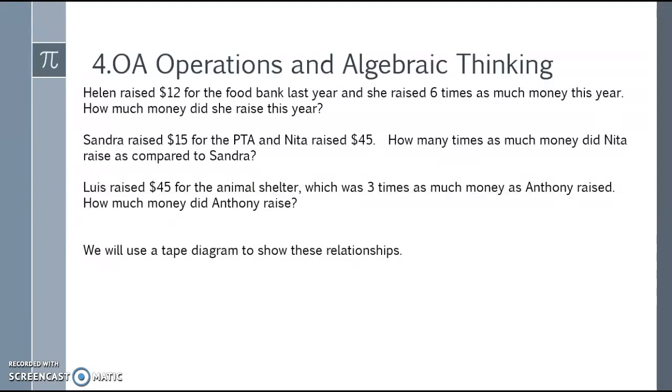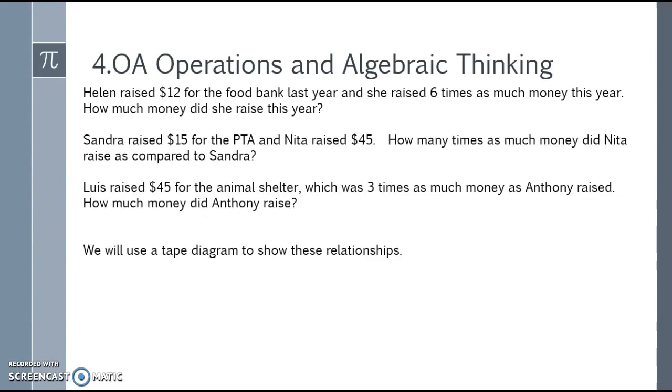Helen raised $12 for the food bank last year, and she raised 6 times as much money this year. How much money did she raise this year? Sandra raised $15 for the PTA, and Nita raised $45. How many times as much money did Nita raise as compared to Sandra? Louie raised $45 for the animal shelter, which was 3 times as much money as Anthony raised. How much money did Anthony raise?